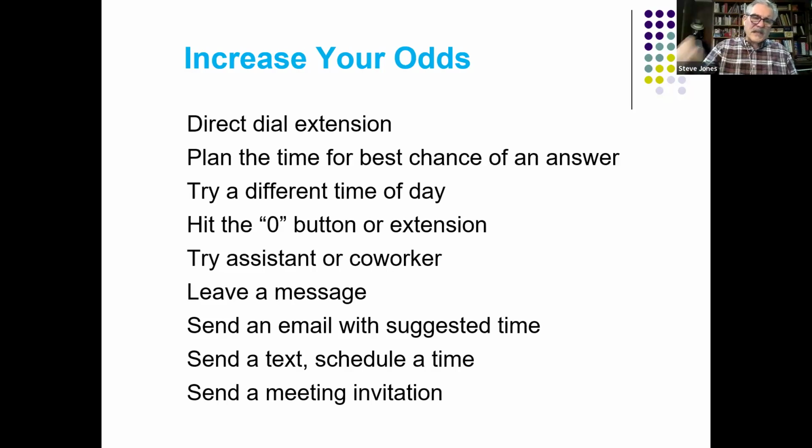If you don't know the extension of the person, you get their voicemail and you don't want to leave a voicemail, hit 0. Very often, these systems are set up so that when you hit 0, it falls back to an attendant. Try an assistant or a coworker and ask them, hey, is Steve in? Do you know if Steve's at his desk this afternoon? I'm trying to get a hold of him. Ask them if they can do that.